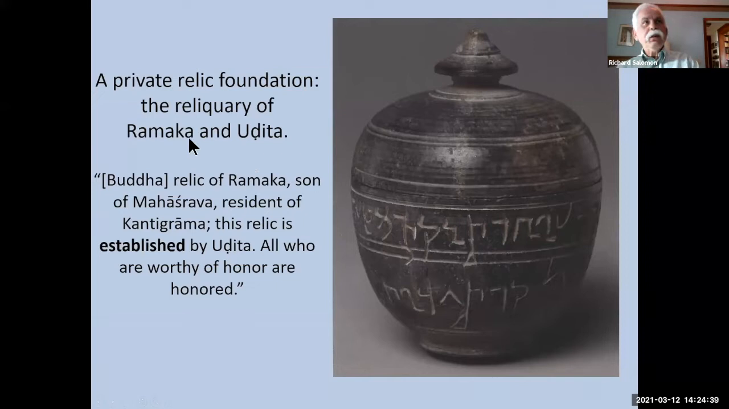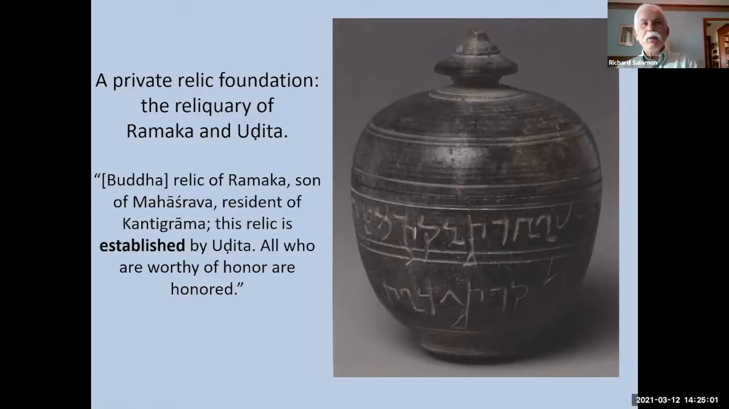So this is a private donation, that is to say, a donation by an ordinary person. The text says, relic of Ramaka, son of Mahasrava. And I added in Buddha relic, because you could misread it and say it's the relic of the body of Ramaka, but it obviously isn't. It's obviously implied that it's the Buddha relic that belonged to, which probably means was purchased by, this guy called Ramaka, son of Mahasrava. We have no idea who he is. He's just some guy. We happen to know him from this single inscription. So I imagine he was the owner of the relic.